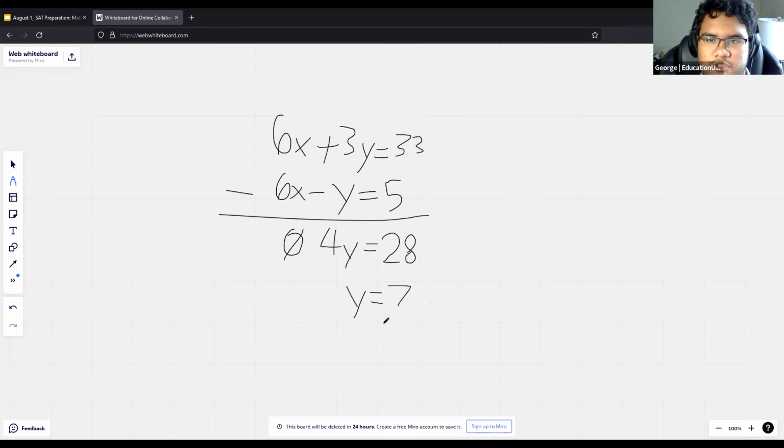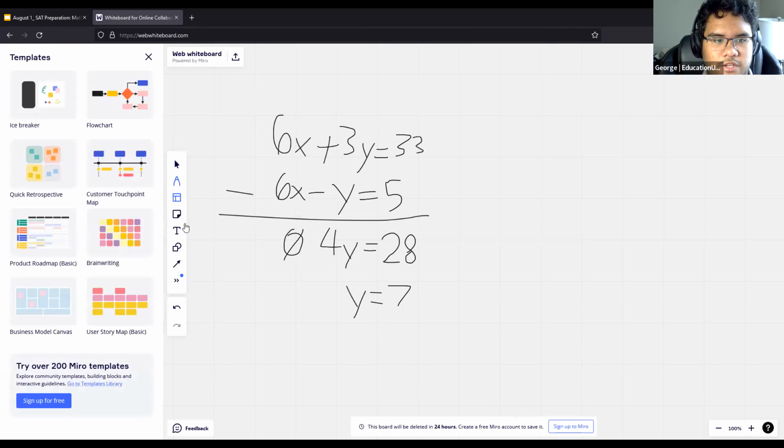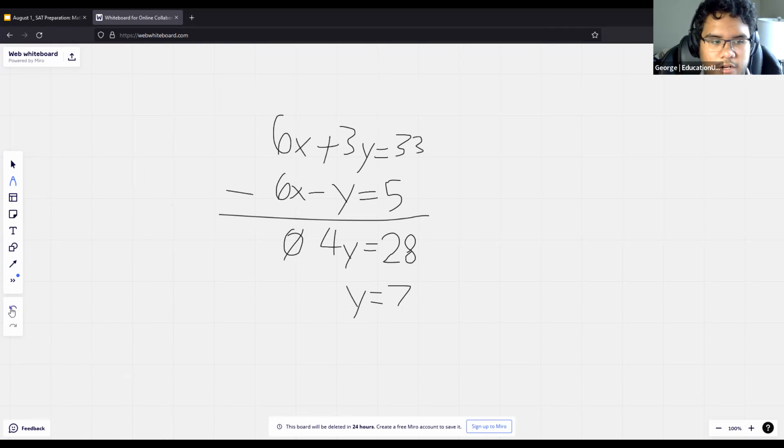From here, you can plug y into one of the other equations to solve for x. When you plug in y into the simpler equation, 6x minus y equals 5, you get 6x minus 7 equals 5, so 6x equals 12, and then x is 2. And that's how you get the answer B. So that's one way of going about it, the easier way for this particular question.